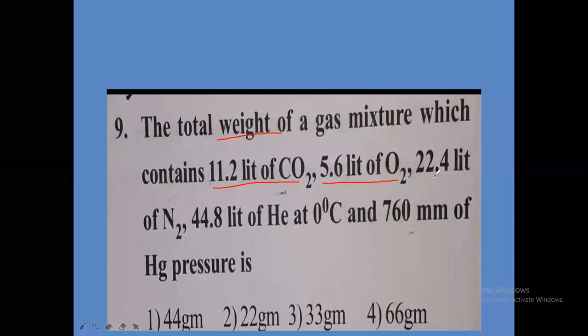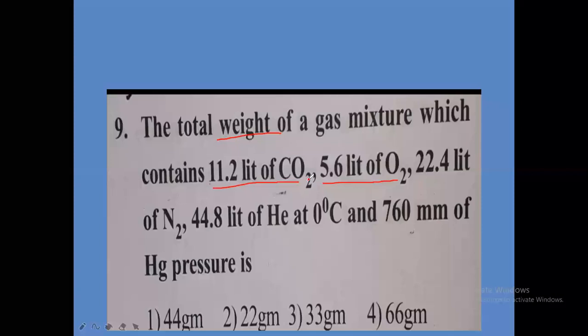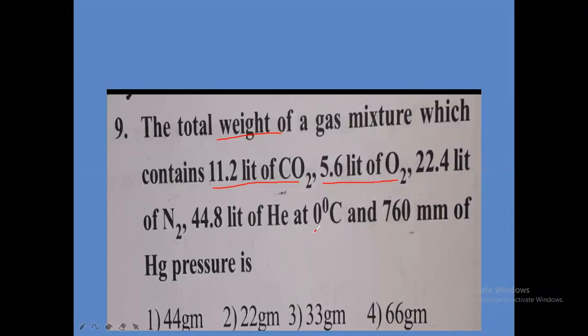Then 22.4 liters of N2 gas, and 44.8 liters of another gas. So different gases are given: helium, nitrogen, oxygen, CO2. The weight of all these gases we have to add for the total weight. And what is the temperature given here?